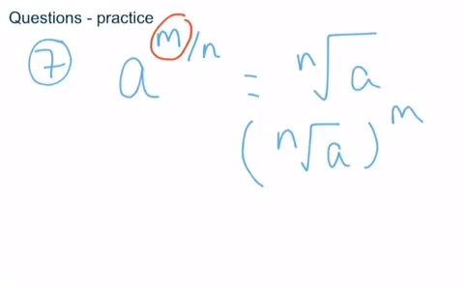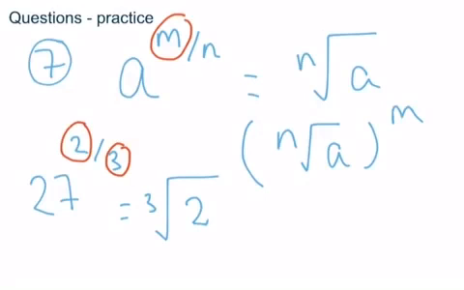If we take an example, if the question was 27 to the power of 2/3, then we can see that the bottom of the fraction in the power is 3, so we're going to take the cube root, and then we're going to raise the whole answer by the top of the fraction in the power, which is 2, so we square the whole thing. So we have the cube root of 27, and we raise that whole thing by 2. The cube root of 27 is 3, and 3 squared is 9. So your answer there would be 9.